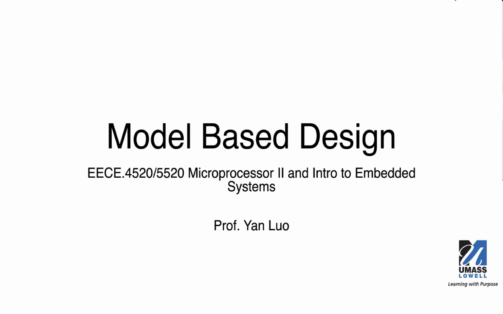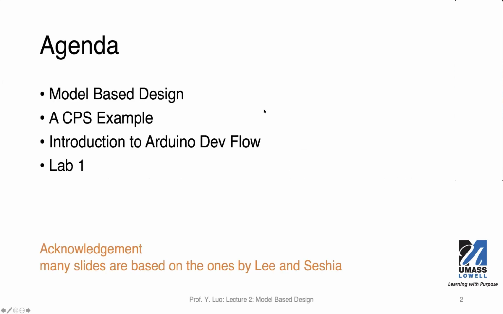So we will look a lot into the model-based methods. In design, you start with some models. So today we're going to talk about the concept of a model and how that influences the design process. We're going to talk about model-based design, and we're going to talk about a cyber-physical system example. And I will later introduce the Arduino development flow. And if I have time, I will briefly introduce the first lab.